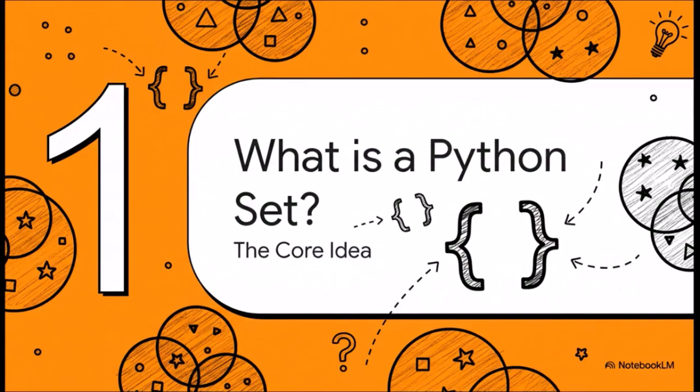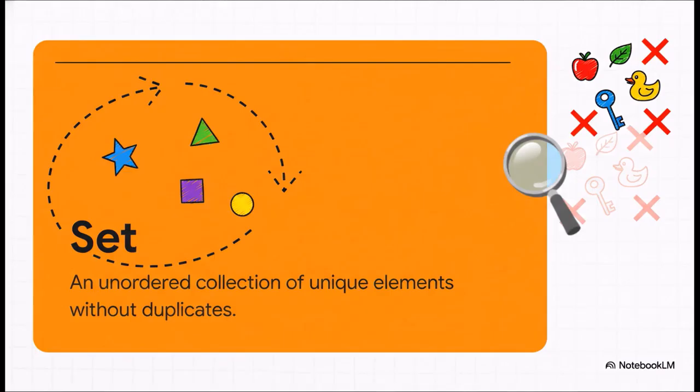Let's get the official definition down so we're all on the same page. And there it is. A set is an unordered collection of unique elements. You really just need to remember two key words here: unordered and unique. Unlike a list, the items in a set don't have a number, no index, no specific position. And, like we said, anytime you try to add a duplicate, the set just ignores it.